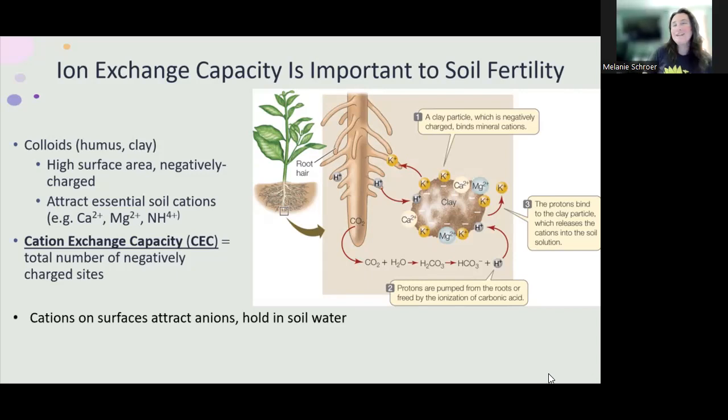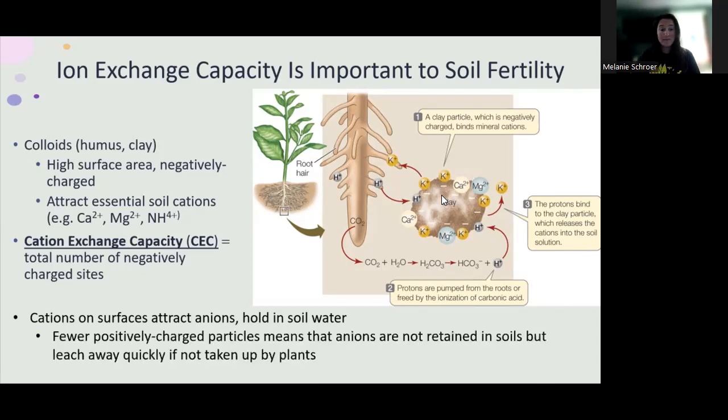To add another layer of complexity here, the cations on the surface of the clay, on the surface of the humus, attract anions. Okay, and together these hold water in the soil. All right, so remember a couple slides ago, I talked to you guys about the wilting point. Essentially there's still water in the soil, but it can't actually be taken up by the plants. Well, that water is attracted to the soil particles as well, right? So clay attracts both the cations needed for plant growth and the water needed for plant growth.